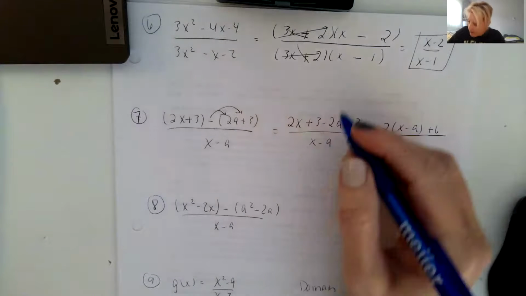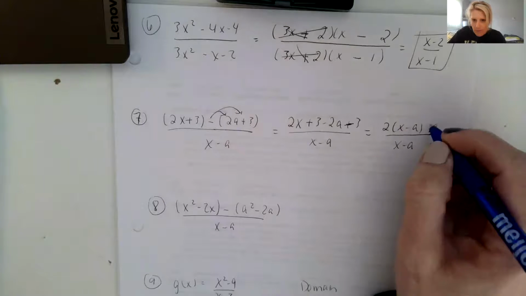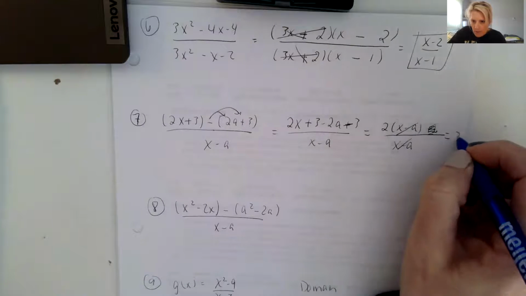So minus 2a and a minus 3 right here, so that actually adds to 0. Okay, so our x minus a's cancel and we're left with just 2.